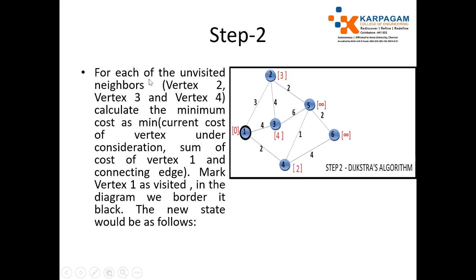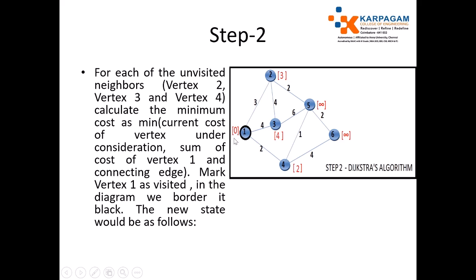Now, for each unvisited neighbor that is connected with the source, that are 2, 3, 4, as I told already, 3, 2, 3, 4. Calculate the minimum cost, that is the minimum cost of the vertex under consideration, comma, sum of the cost of vertex 1 and the connecting edge. Mark 1 as visited.